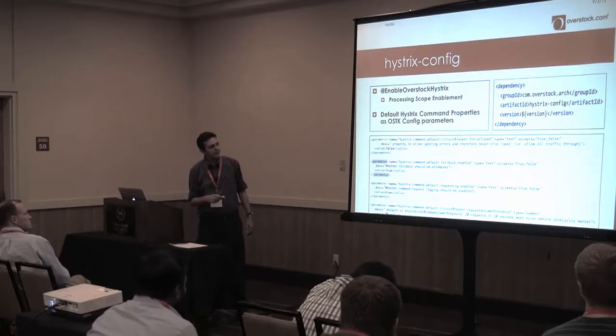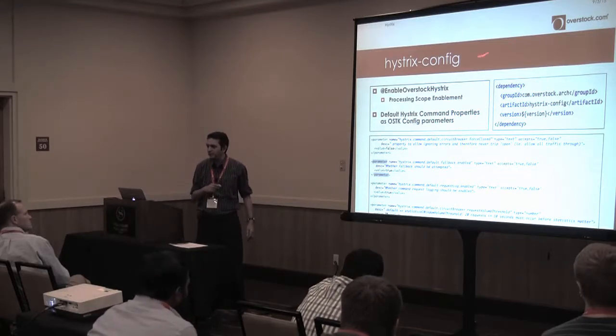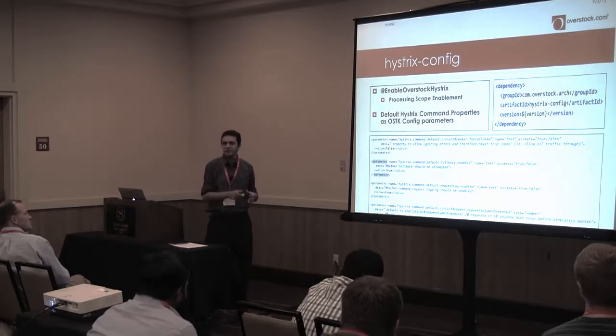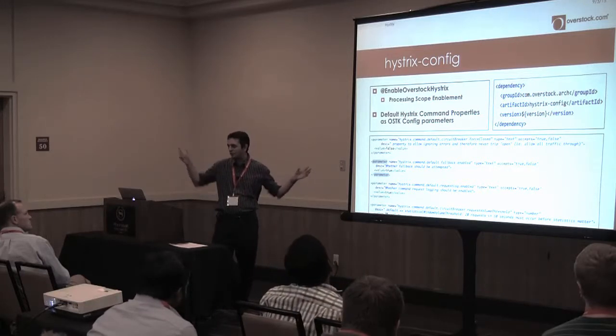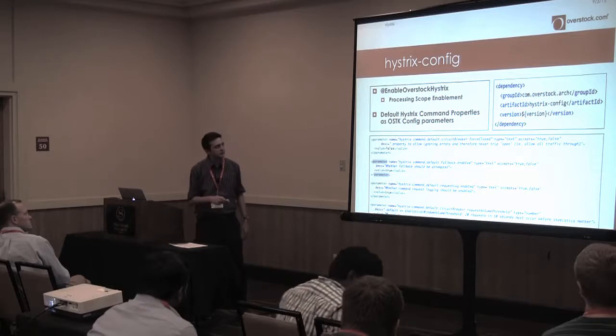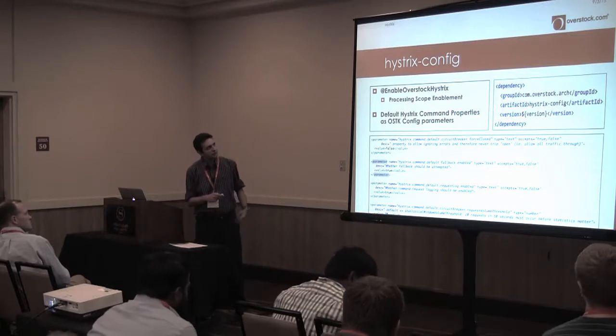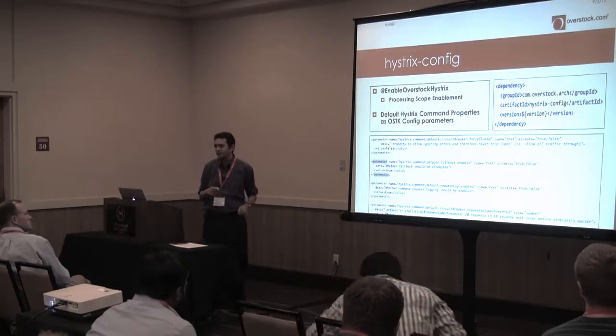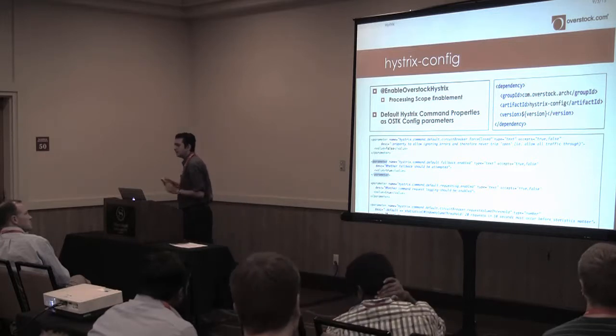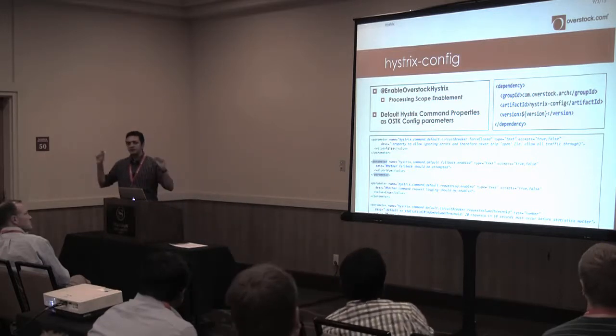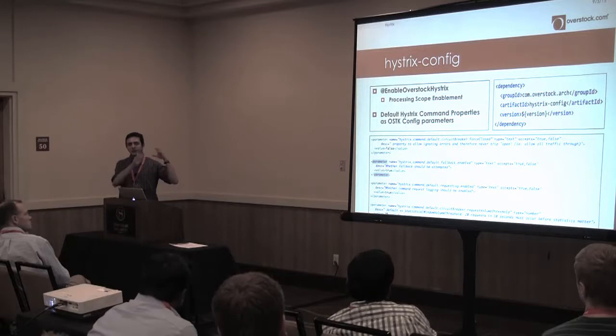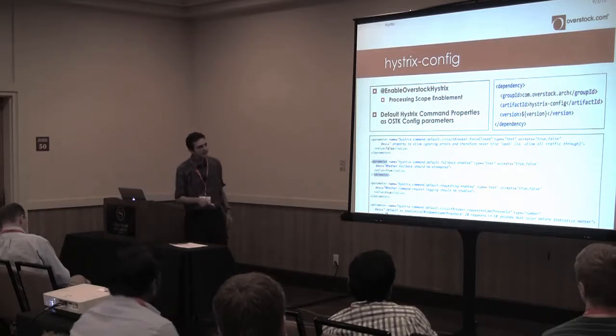We also went ahead and put all these config properties into a single jar called Hystrix config, because you don't want to have this repeated in multiple jars and thus have conflicts, OSTK config conflict. We also provide some processing scope enablement. What that means is Hystrix commands are running on separate threads. And because they're running on separate threads, they need to inherit the processing scope from the main Tomcat. So there is some functionality that enables that.